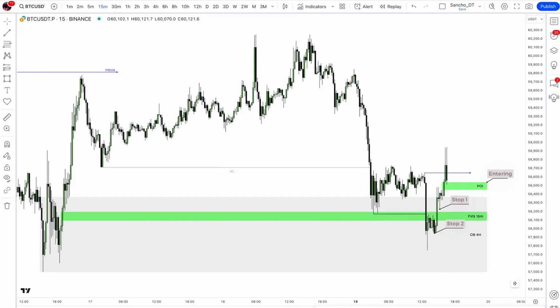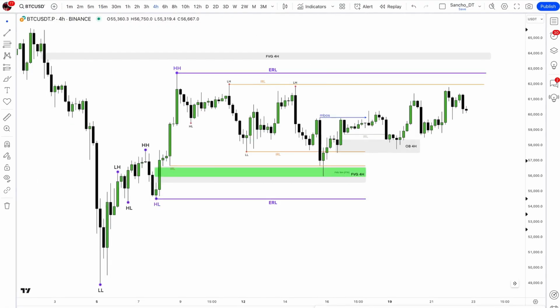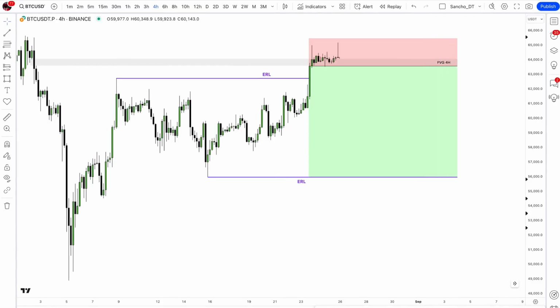Targets are set at levels from the higher time frame or locally, such as the last high from which the correction began. Thus, setups based on analyzing both higher and lower time frames demonstrate high accuracy and effectiveness. These simple steps will help find profitable trading solutions.